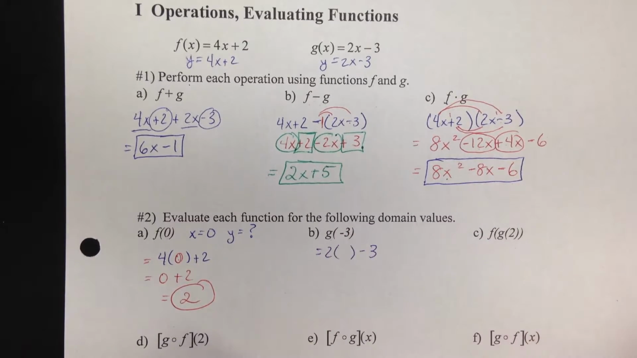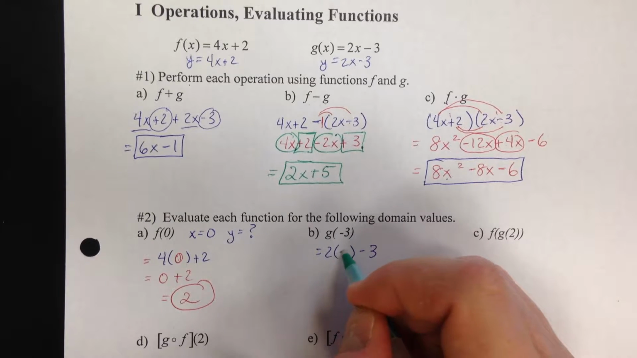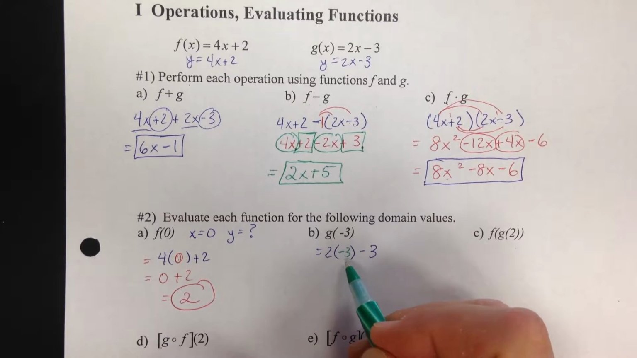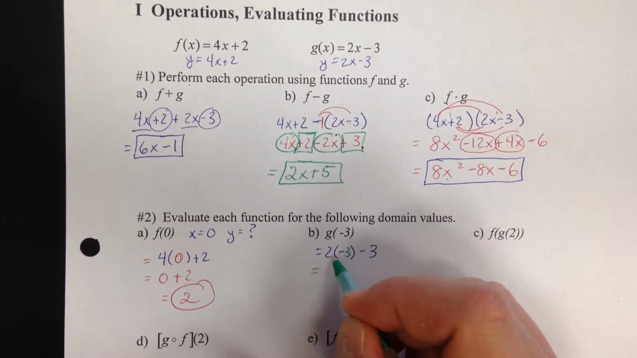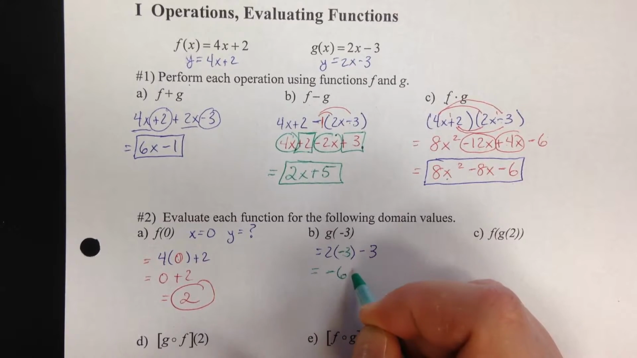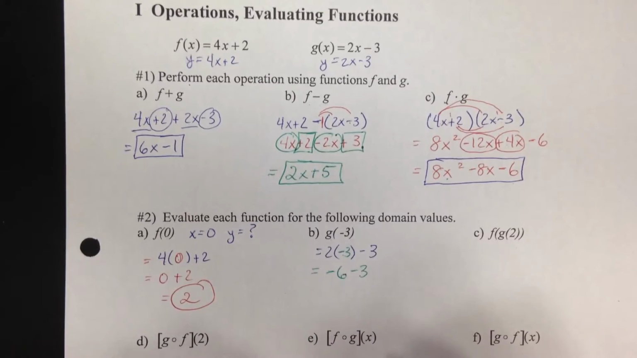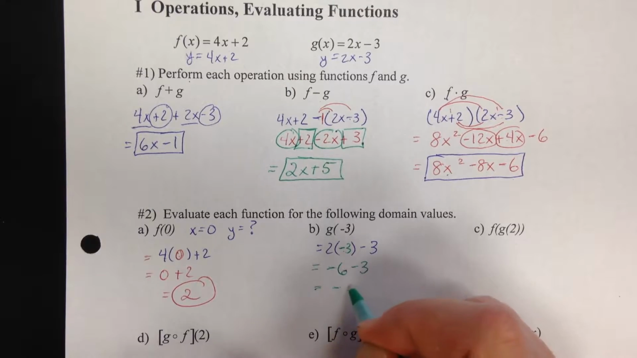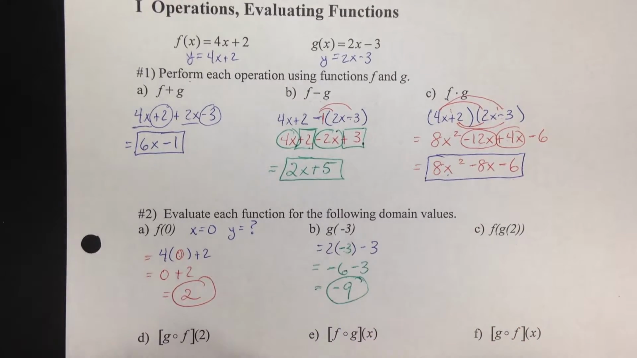Now they're telling you that the x value is negative 3. So in place of x, we substitute. And now you work it out. 2 times negative 3 is negative 6, minus 3, which is negative 9.